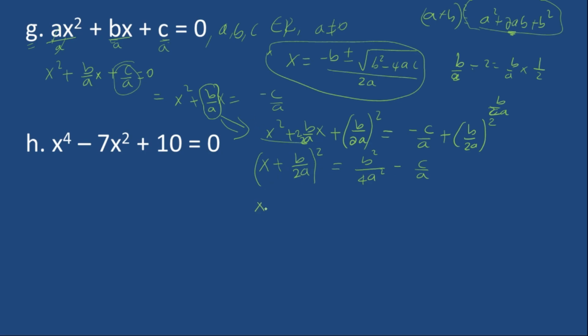This is equivalent to x plus b over 2a, the whole squared, equal to b squared over 4a squared minus c over a. We can simplify this using the LCM of a and a squared, so you can multiply the statement by 4a, giving c over 4a squared. The reason I make it over 4a squared is that you can add or subtract the fractions after you change the denominators into the LCM.